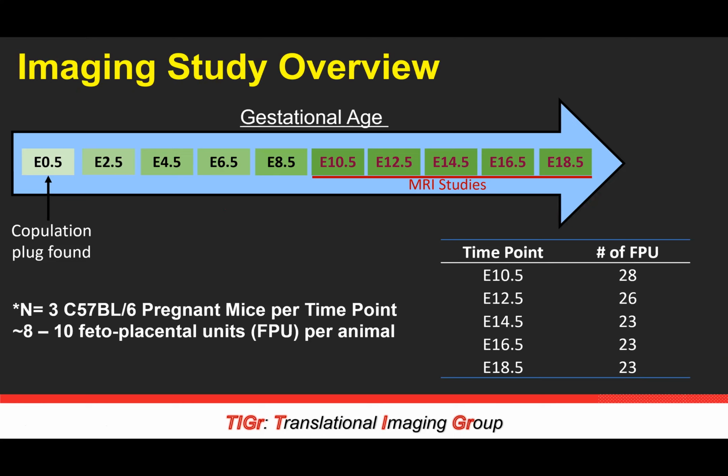So this is just an overview of the imaging study that we did. Again, this is actually published data. We looked at the second half of gestation, starting at day 10 of about 21. We looked at 5 different time points, 10, 12, 14, 16, and 18 days. We tested 3 C57 Black 6 mice at each of these time points and studied about 8 to 10 FPUs per animal. FPU stands for fetal placental unit, by the way. You can see the number of FPUs that we accumulated at each time point here on the right. Since each mouse bears multiple FPUs, we felt that, to minimize the number of dam sacrifices, 3 was an appropriate amount to get appropriate statistics for the study.